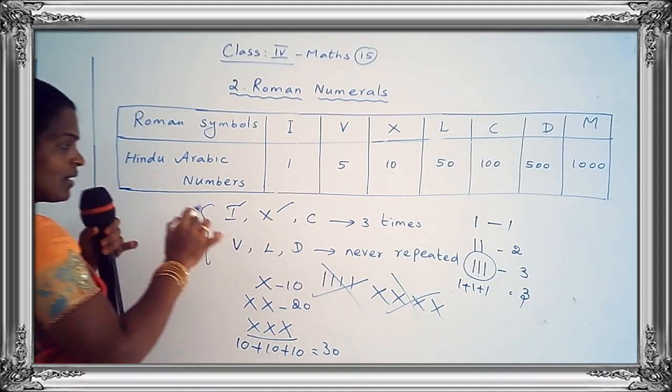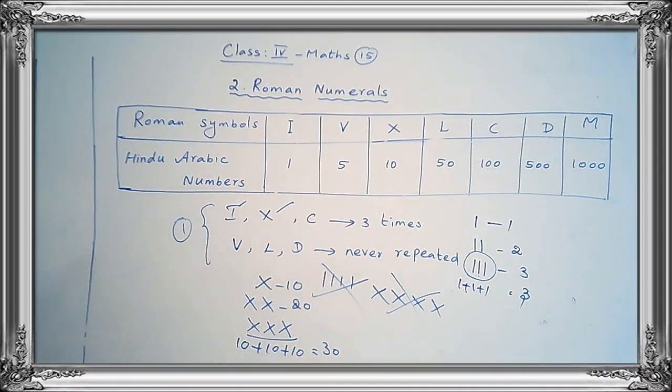The rule is, I, X, C are repeated only 3 times. Okay. 3 times தான் அது repeat ஆகும். 4 times அதுக்கு மேல வந்துச்சுன்னா அது Roman numeralே கிடையாது. Okay. Are you clear?